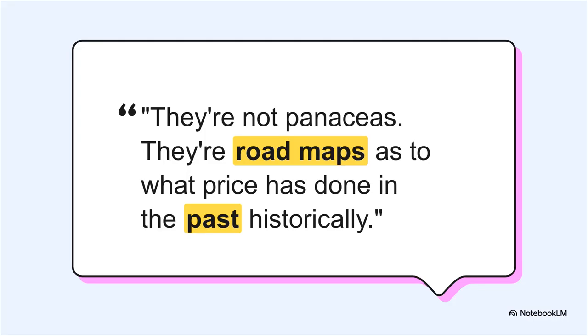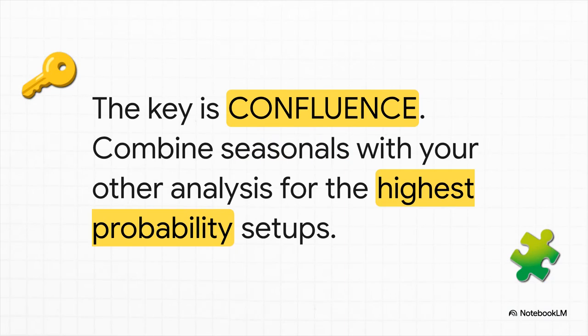And this quote from the man himself, ICT, just sums it up perfectly. "They're not panaceas. They're roadmaps as to what price has done in the past historically." See, it's not a magic bullet. It's a map. It tells you where the treasure might be buried, but you still have to go and dig for it yourself. And that brings us to the final golden rule, confluence.